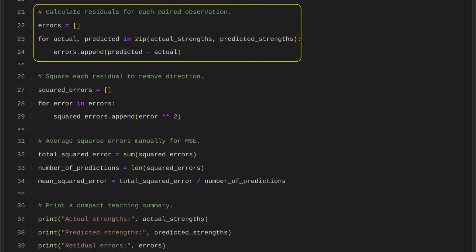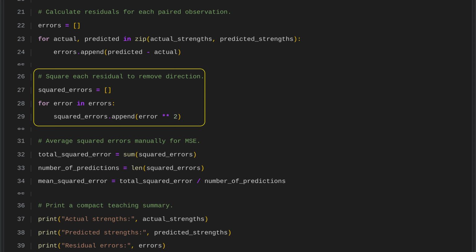To evaluate prediction accuracy, we collect residuals, which are the differences between predicted and actual strengths. Each predicted value is paired with its actual value, and the actual strength is subtracted from the prediction. These residuals show how far each prediction is from the true value.